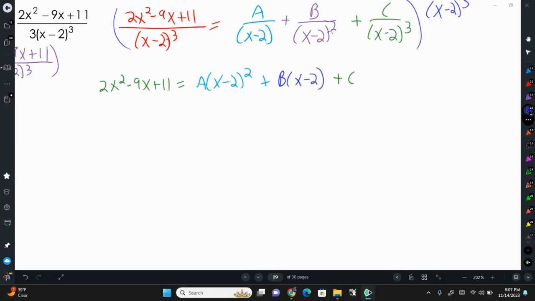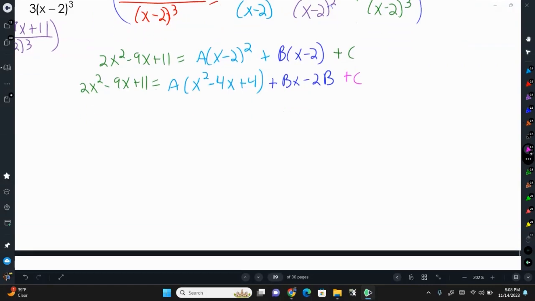So then we will simplify. So we have 2x squared minus 9x plus 11 equals, well, x minus 2 squared, if we use our shortcut, FOILs out to x squared minus 4x plus 4, so A times that, plus Bx minus 2B plus C. All right, so then 2x squared minus 9x plus 11 equals Ax squared minus 4Ax plus 4A plus Bx minus 2B plus C.